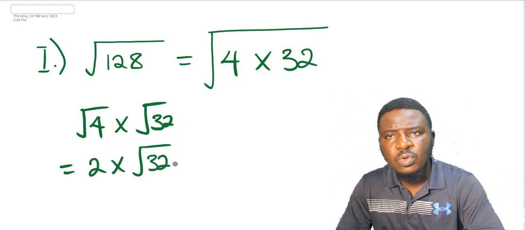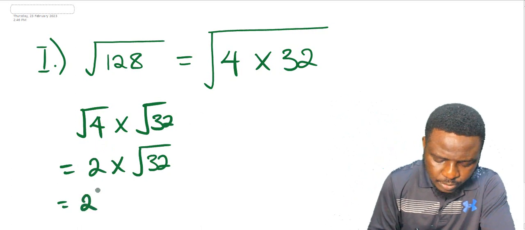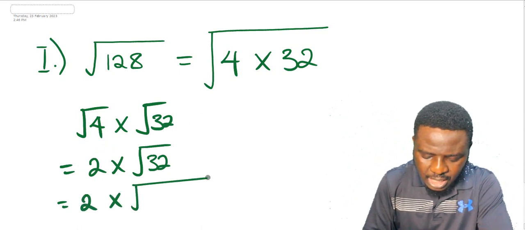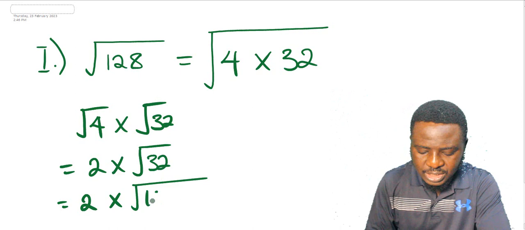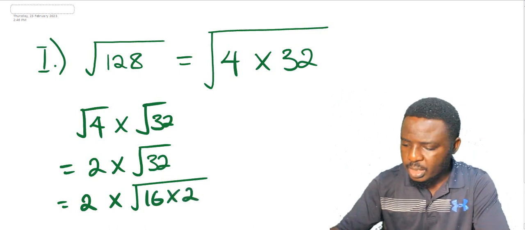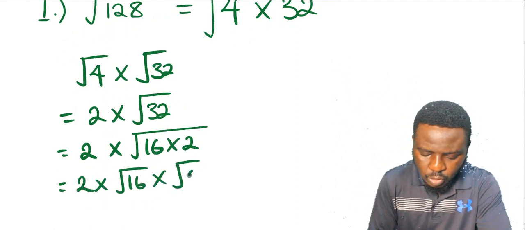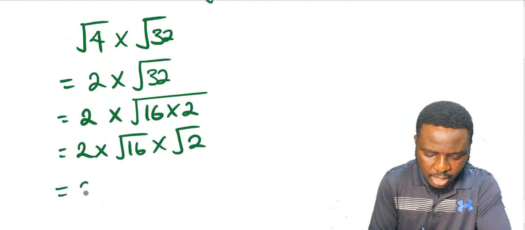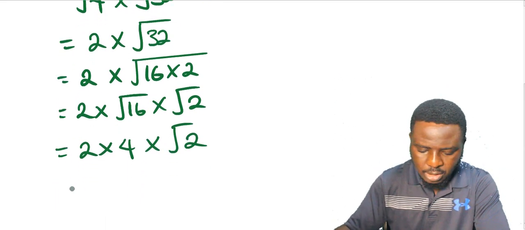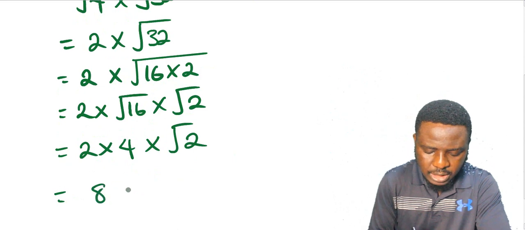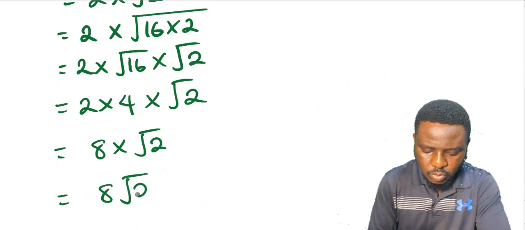But 32 can also be expressed as a product of 2 factors where one is a perfect square. So I'm going to reduce it further. 32 can be expressed as, let's say, 4 times 2, but I will now choose a bigger one, which is 16 times 2, for 16 is a perfect square. So this becomes 2 times root 16 times root 2. This can still be broken down further: 2 times the square root of 16, which is 4, times root 2. 2 times 4 is 8, 8 times root 2, and this ends up giving us 8 root 2.